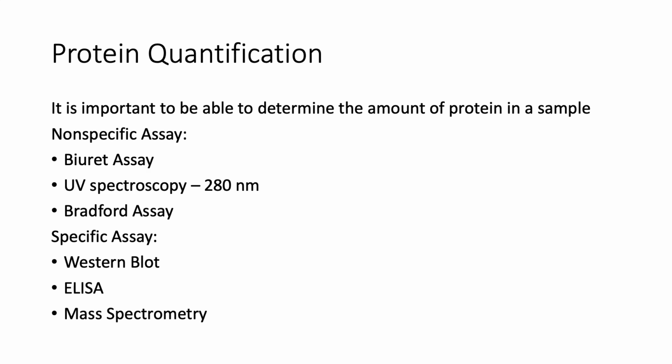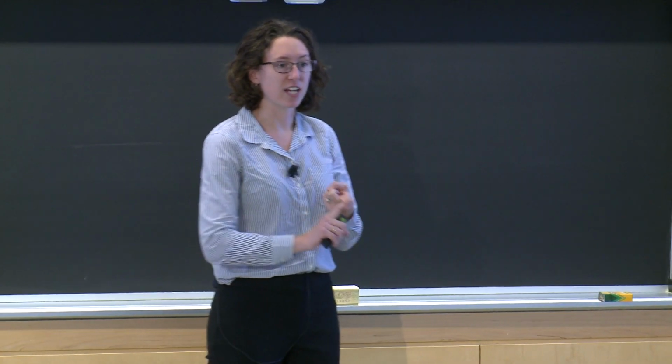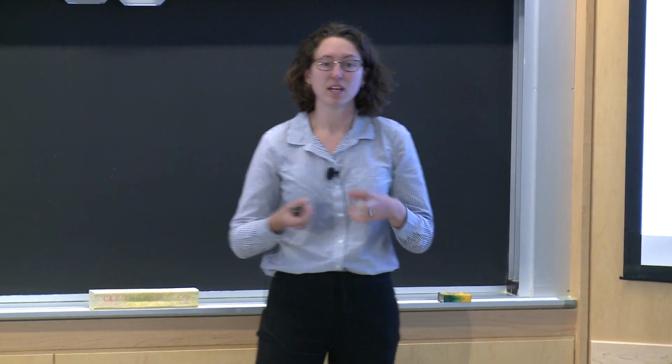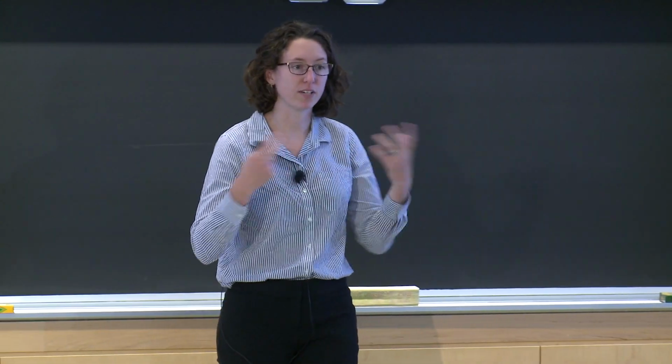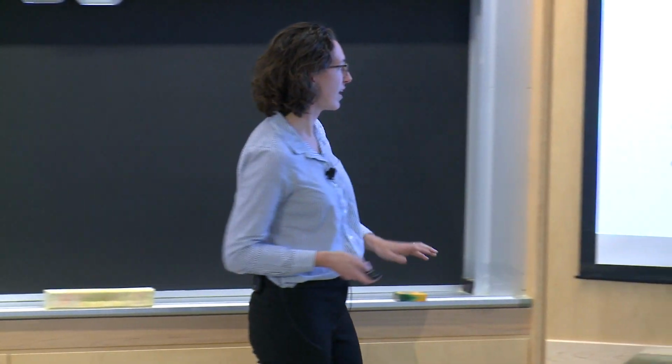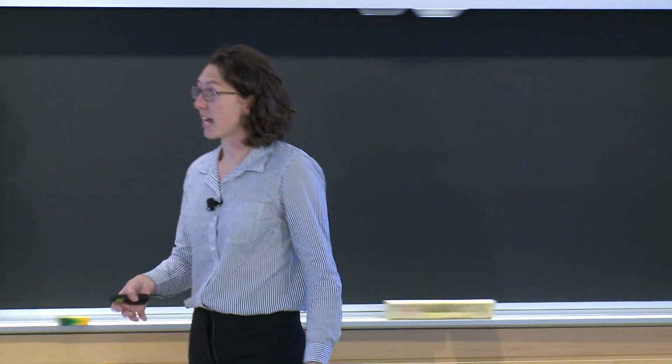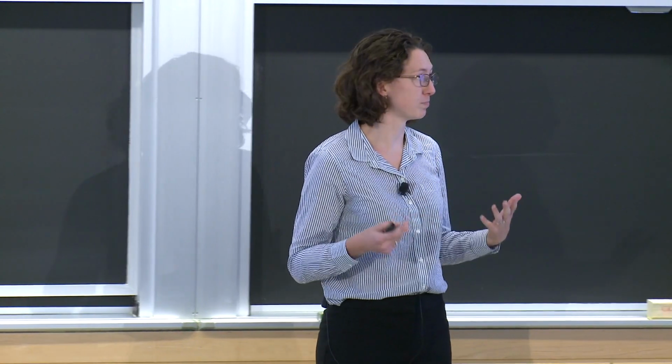And the Bradford assay is actually the one that we're going to do in lab, so we'll talk about that more in a second. And if you want to identify the amount of one specific protein, you can do protein-specific assays such as a Western blot or an ELISA. And those use antibodies to select for specific proteins. And then you can either attach a fluorescent tag to the protein or a color-changing tag. So when the antibody matches up with your protein, you get a color change or some light that you can quantify. And you can also use protein mass spectrometry to quantify specific proteins.